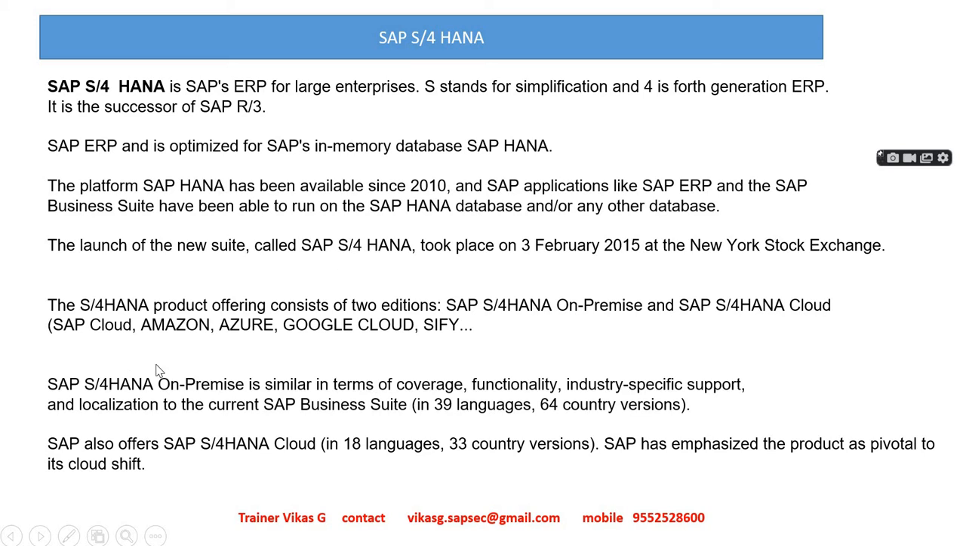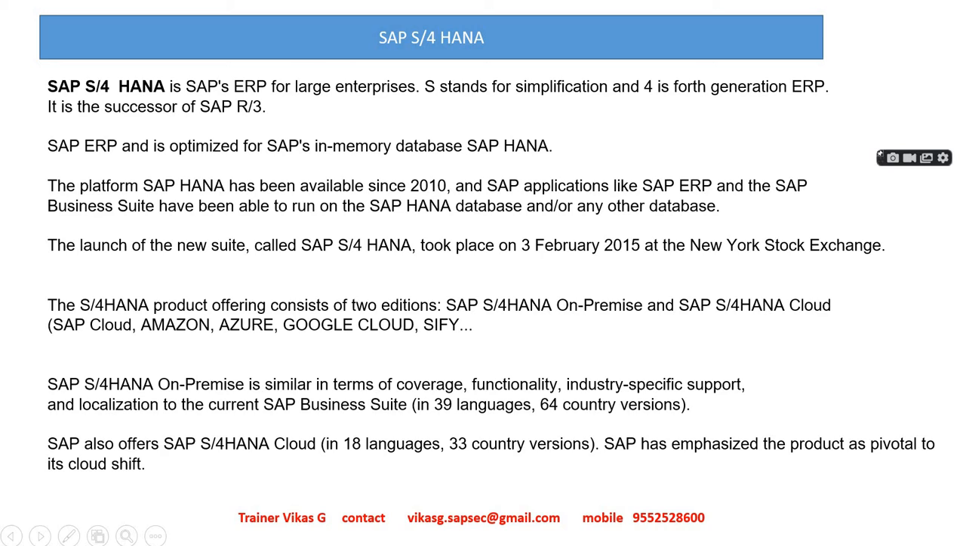Okay, so SAP gave two editions, S4 HANA on premise and S4 HANA cloud edition. So you can install the S4 HANA software on your own server machine, or you can use S4 HANA through the cloud version. In the cloud, it will be installed on cloud providers. Okay, these are cloud providers like SAP Cloud, Amazon, Azure, or Google Cloud.